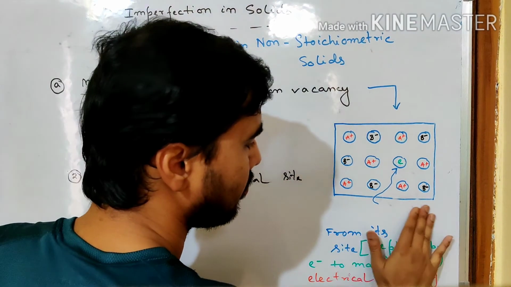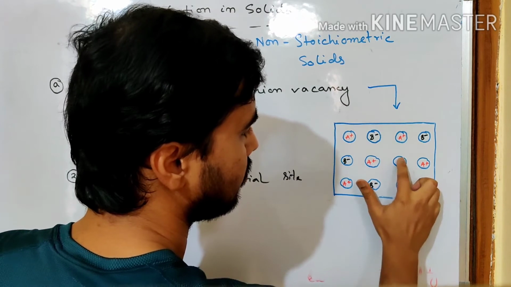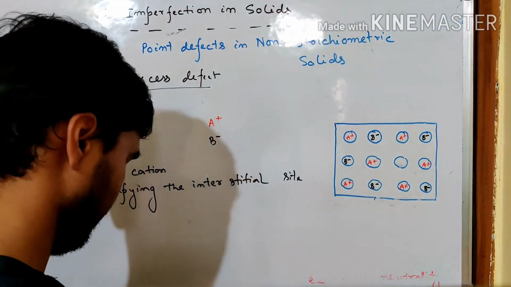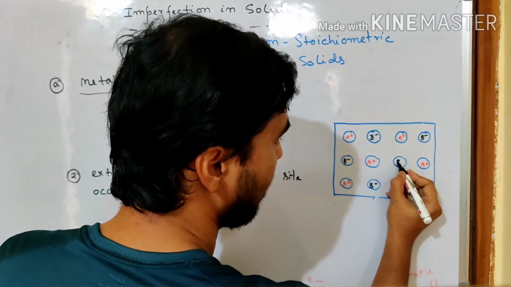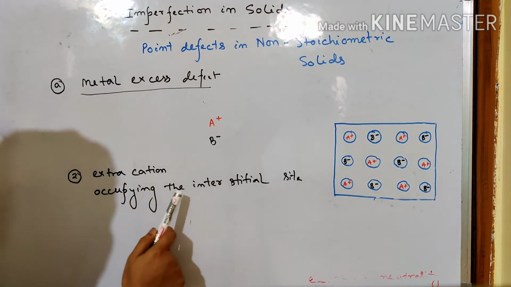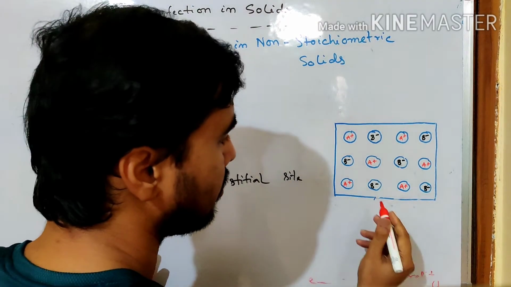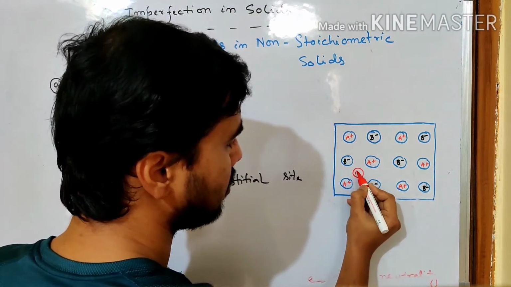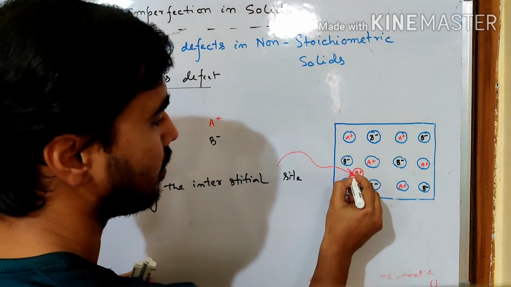Now, so this one is done. This was B minus. Here, see, extra cation occupying the interstitial site. So first thing first, let us put one extra cation in any interstitial site, suppose this one. So extra cation is occupying the interstitial site directly.